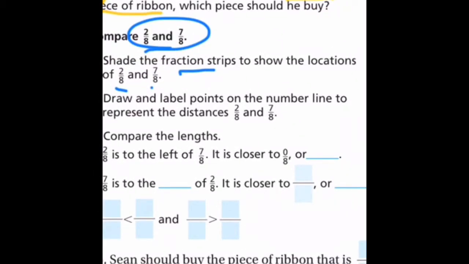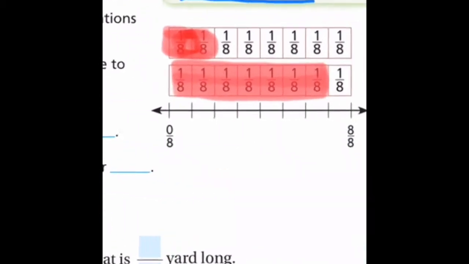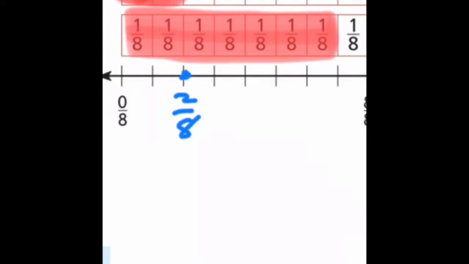It says to draw and label points on the number line to represent those two distances. So come back here, we have the number line right here, and we need to draw our points. So 2/8, there's 0/8 right here, 1/8 is here, and then 2/8 is right here. So I'm going to draw my dot. I'm going to erase that little squiggly mark I made, and then I'm going to label that as 2/8. 7/8 ends right here, and label that as 7/8.